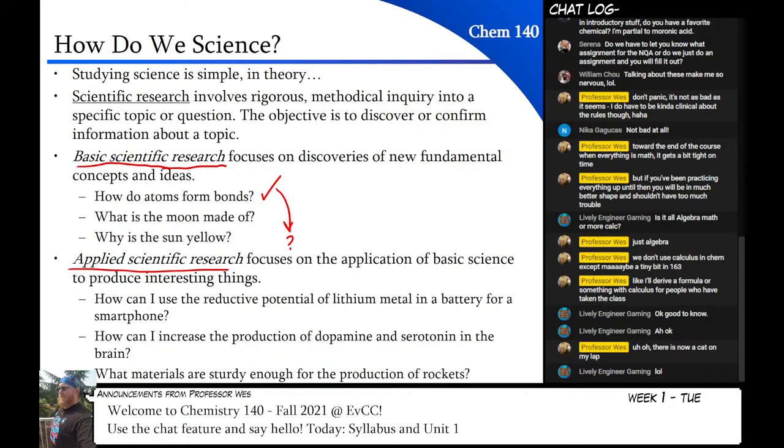So these topics down here are just slightly more complicated. So, like, how do I use lithium metal in a battery? Why is lithium metal the best choice? How do I make more happy molecules in the brain? So dopamine and serotonin. How do I get people to feel better about everything? We could all use a little more dopamine and serotonin, right? I want to make a rocket. I want to get the hell off of this planet. How do I do that? What can I make my rocket out of? Should I make it out of magnesium? No, because magnesium is soft, and if it catches on fire, it will light up like a sparkler. Probably good to know, right? Don't make your rocket out of magnesium. That would be bad.